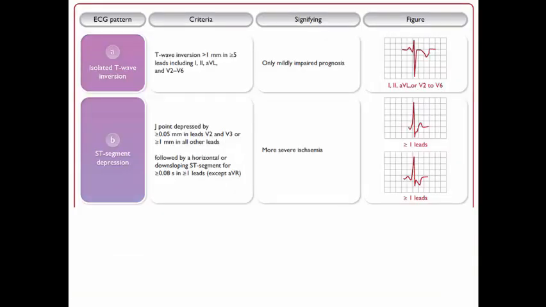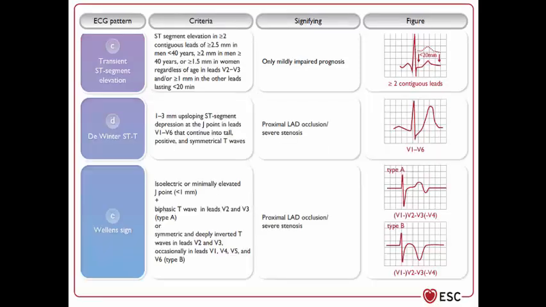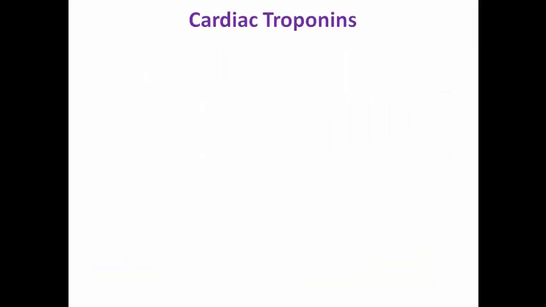Also, presence of isolated T-wave inversions may suggest mildly impaired prognosis, but the presence of ST depression with a higher magnitude and a higher number of leads suggests ongoing severe ischemia, and transient ST elevation suggests high-risk non-ST elevation acute coronary syndrome. The Winter ECG changes with 1 to 3 mm upsloping ST depression at the J point in V1 to V6 with hyperacute T waves, or the de Winter sign either type A or type B, suggest proximal LAD occlusion or severe stenosis. What about the cardiac troponin?